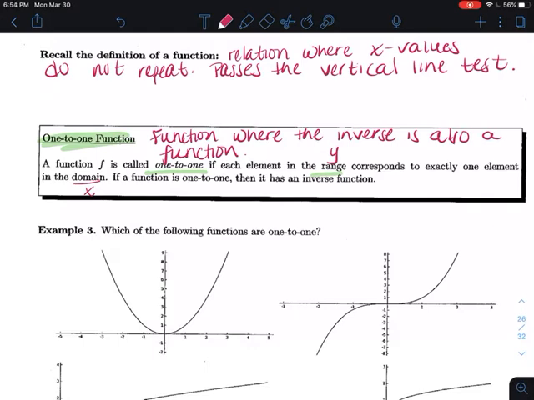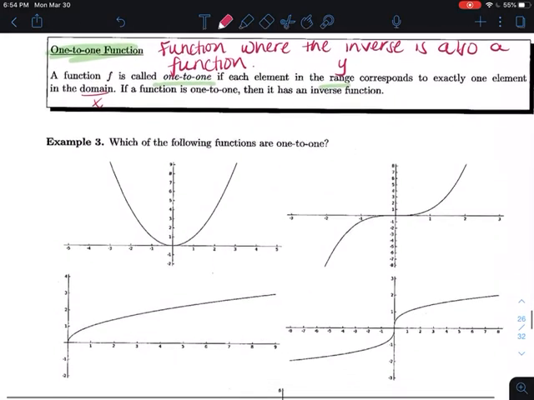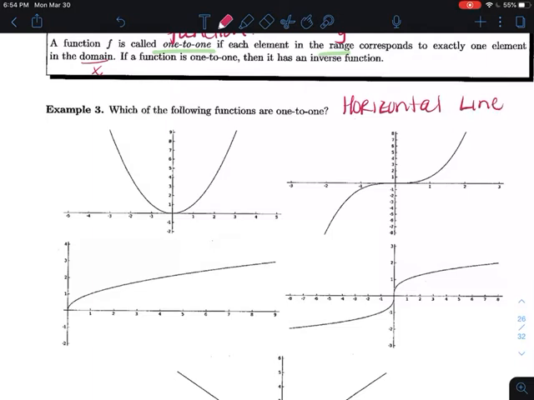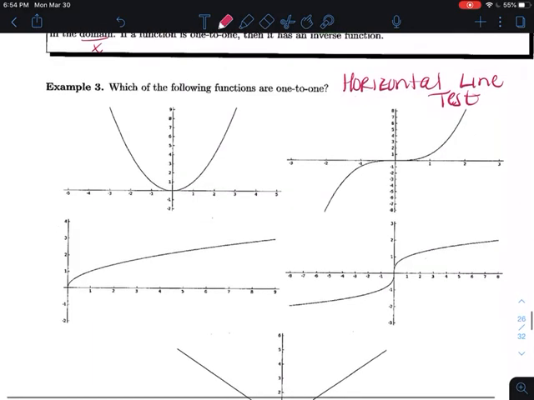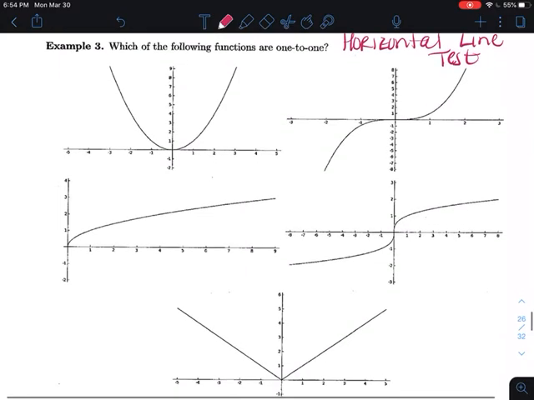Well, instead of having to find the actual inverse to figure out if a function is one-to-one, we use what we call the horizontal line test. The horizontal line test works just like a vertical line test. You shouldn't be able to hit more than one point if you put a horizontal line on your graph. So first of all, it says which of the following functions are one-to-one. You want to know which one of these are one-to-one.